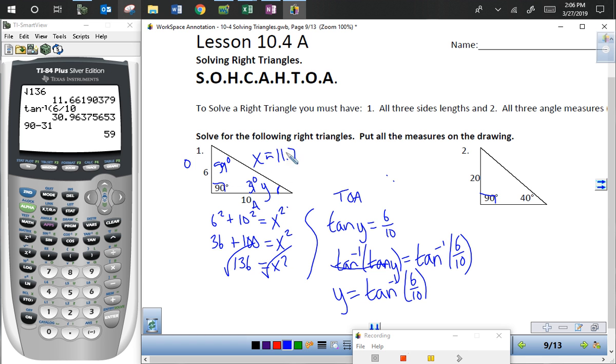So check your hypotenuse and then check that small goes with small. If that works, you're good to go.